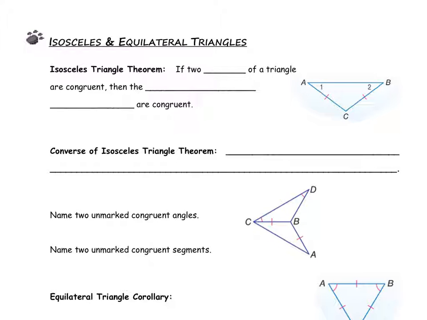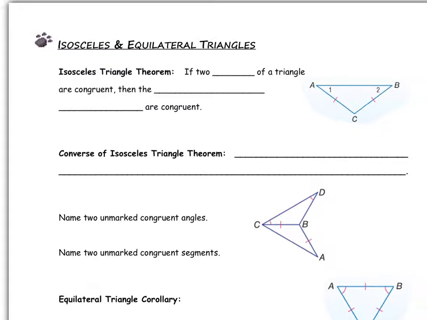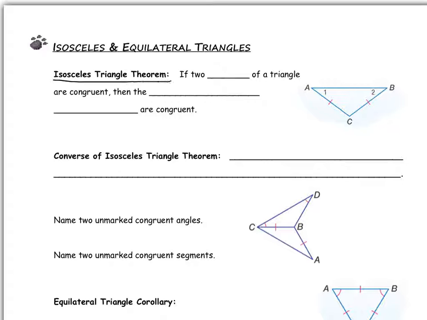Today we're looking at isosceles and equilateral triangles, and specifically we're going to look at the isosceles triangle theorem. Remember, isosceles triangles are triangles that have two congruent sides. If they're equilateral, meaning all sides are congruent, it's an equilateral triangle, and if all the side lengths are different, then it's scalene. So we've got isosceles, equilateral, and scalene. We're looking specifically at these two kinds today.